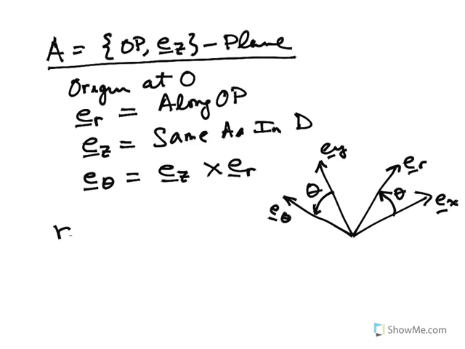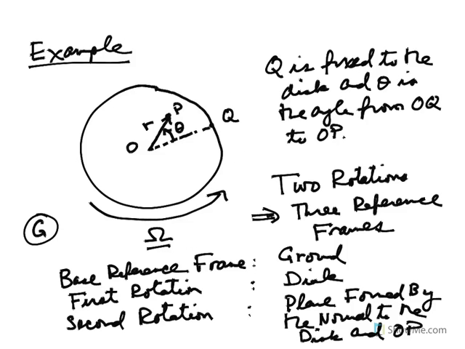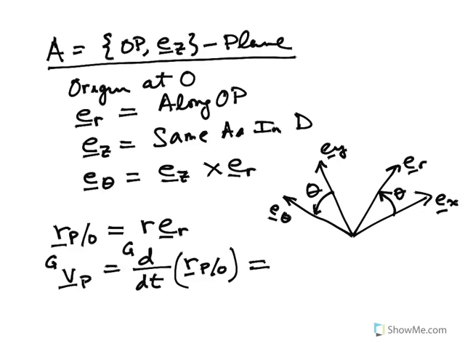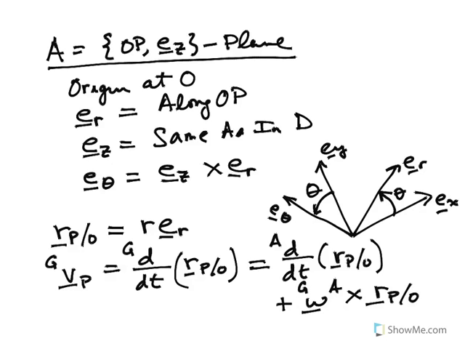So now, the position of point P relative to O is going to equal R ER again, because it's a distance R in the direction of O to P. Now, you'll notice that this basis, ER, E theta, EZ, is fixed in frame A. So the velocity of point P as viewed by an observer fixed to the ground is equal to d dt in G of the position of P relative to O. But because the position of P relative to O is expressed in a basis that's fixed in reference frame A, which is this plane defined by OP and EZ, this is equal to the rate of change of RP relative to O in A, plus the angular velocity of A in G crossed with RP relative to O.